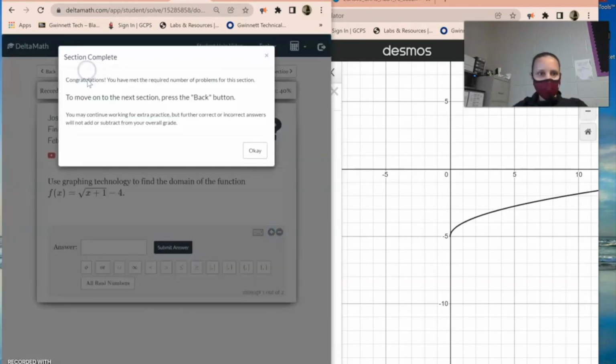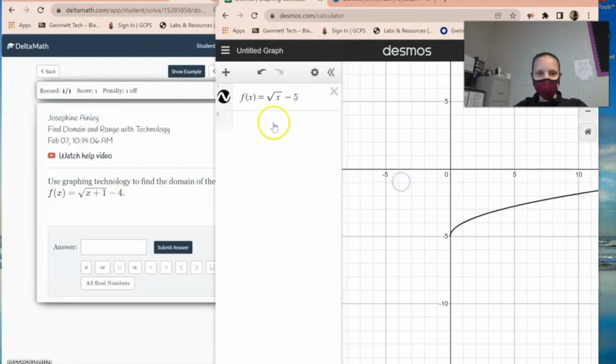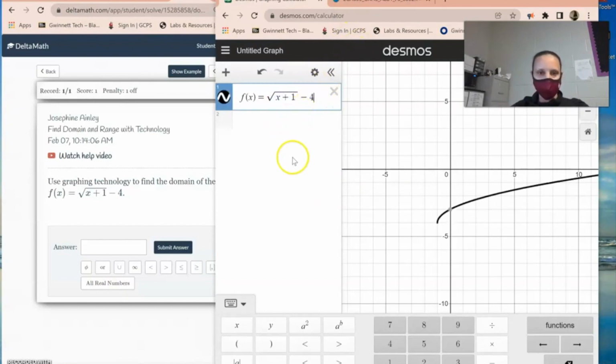All right, I'll do another problem because, oh, I can't do another one? Hold on. Oh, good, I can. All right, so I'm going to do another problem because I might have confused you with that. All right, so +1 -4. You just put it in. Once you put it in, you just look at it.